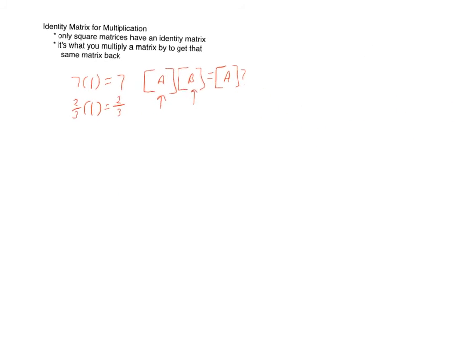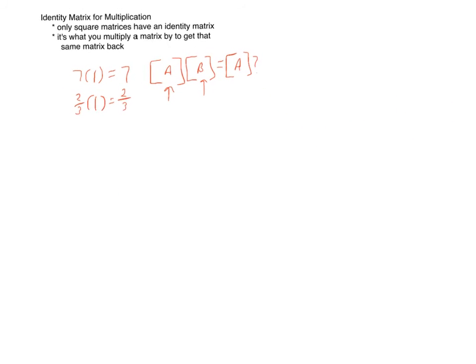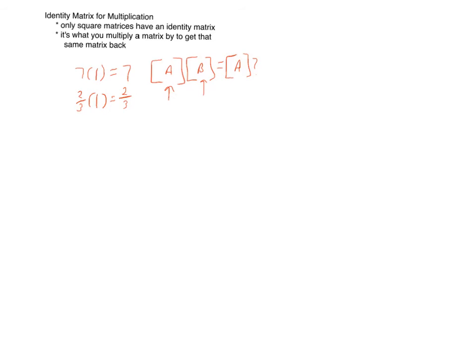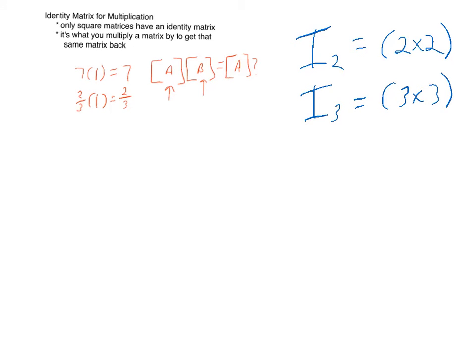Oh, I'll just put it up here, and we'll do an example here. They're denoted with a big I for identity. Let me change the color here. So I, and it has a little subscript. If it's I2, that is the identity for a 2 by 2 matrix. It's what you multiply a 2 by 2 matrix by to get the matrix back. If you see I3, that means it's the identity for a 3 by 3 matrix. What do you multiply a 3 by 3 matrix by to get that matrix back? Okay, and I think you can follow the pattern.